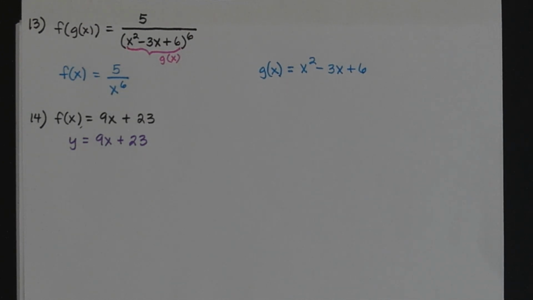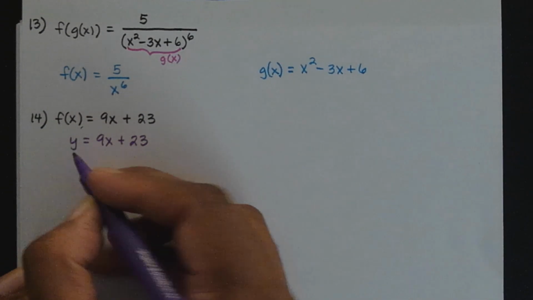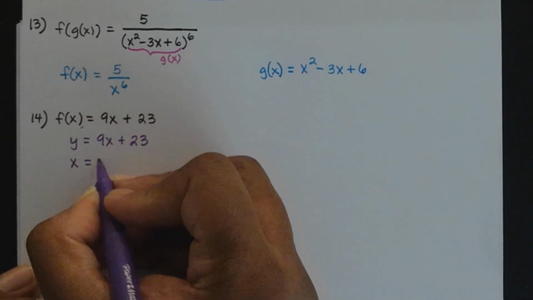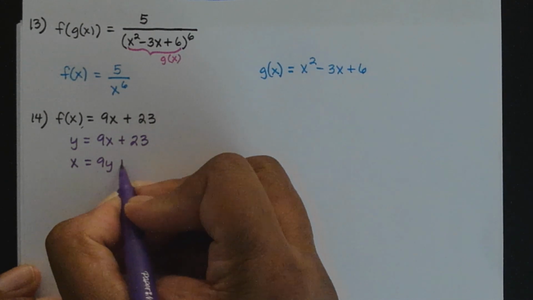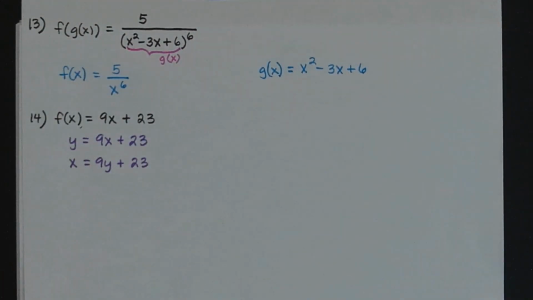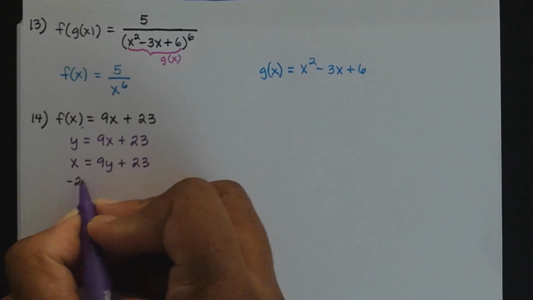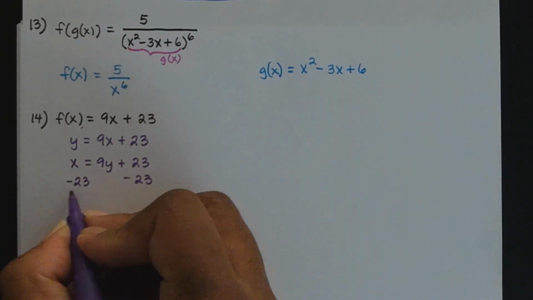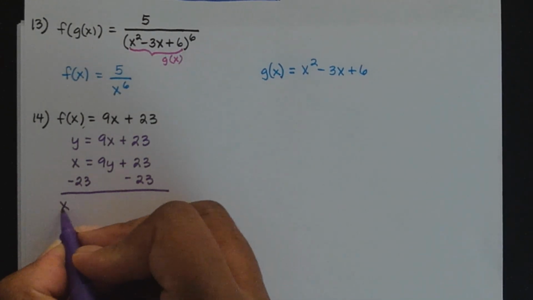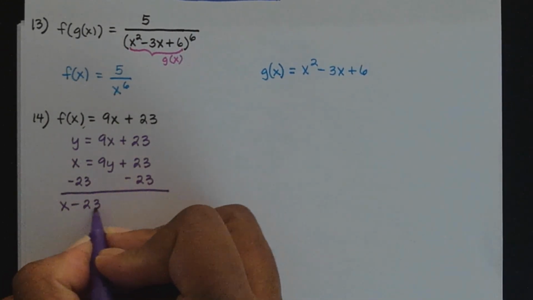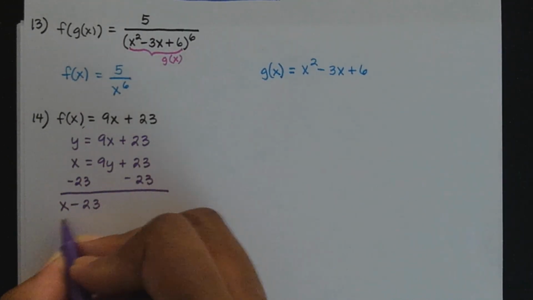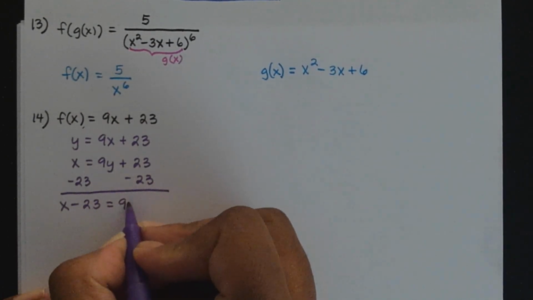And then the next step would be to interchange x and y. So that means that this y becomes x, and this x becomes y. So it'll be x equal 9y plus 23. And then we solve this equation for y. So that means I need to move that plus 23 over to where the x is by subtracting 23 from both sides. So that means x minus 23. These are two totally different terms. We can't combine those. We just have to write x minus 23 is equal to 9y.